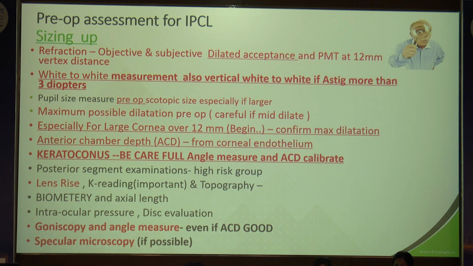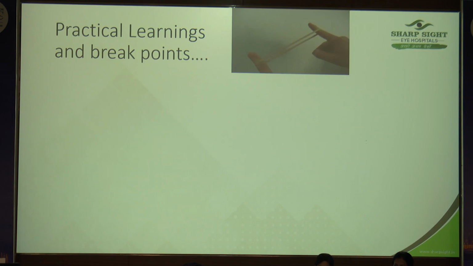As I said, keratoconus, always be very, very careful. Gonioscopy, specular microscopy, and as I said, biometry is very important. So make it a standard protocol. It's the workup which is most important. The surgery is over in under 2.5 minutes. So this is a very, very important point.